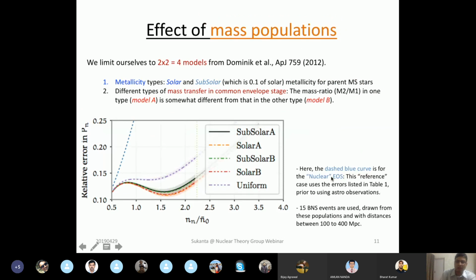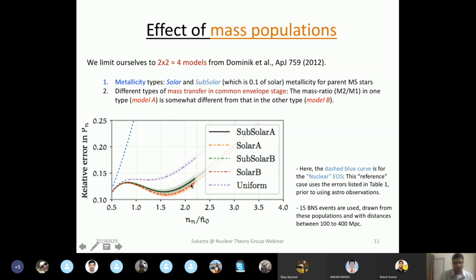Okay, assuming they're all just coming from the mass distribution. When we do that, we find that the uniform mass distribution population has the largest errors. The other ones have relatively small errors, and not much difference between them if you allow for these error bars, where these error bars come as follows.